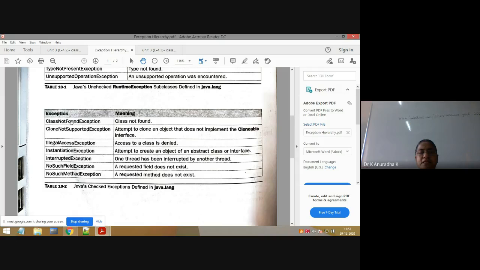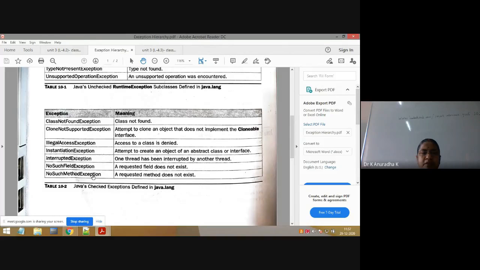Okay. ClassNotFoundException. You have saved the file with one class name, but you are executing with another class name. That means the JVM will not find the .class file for that particular class. In that case, it will give you ClassNotFoundException. Okay. All these are checked exceptions.